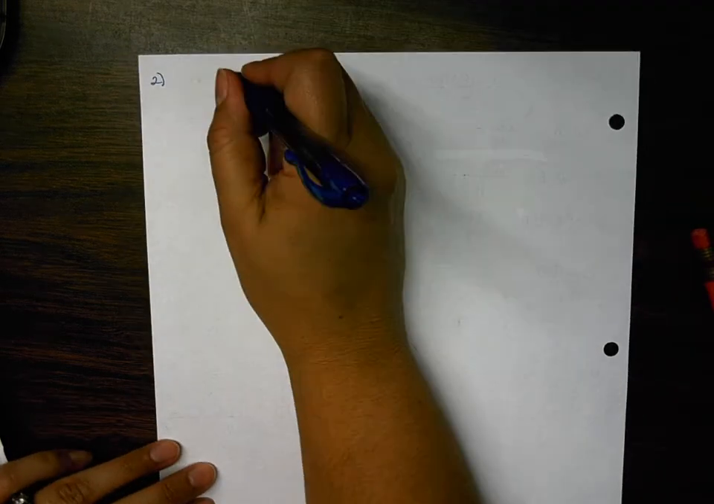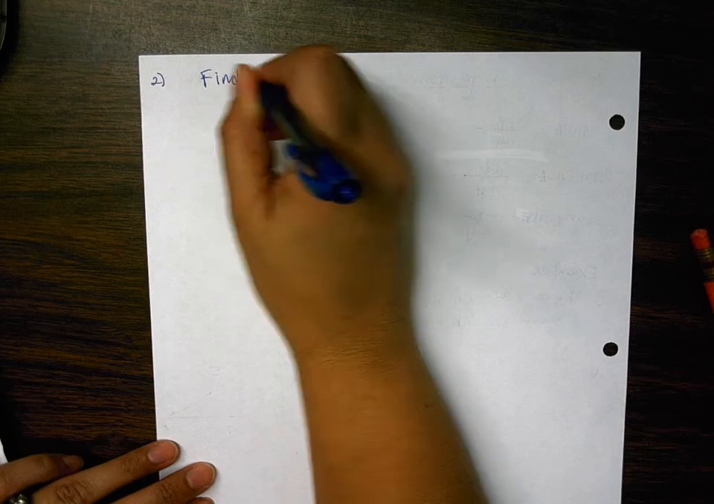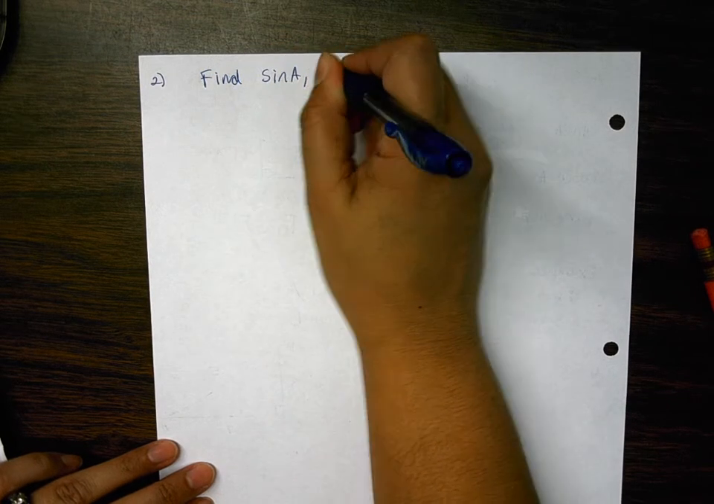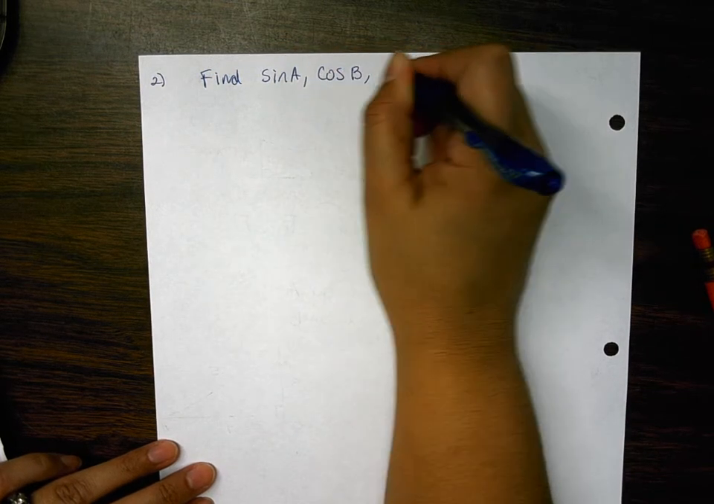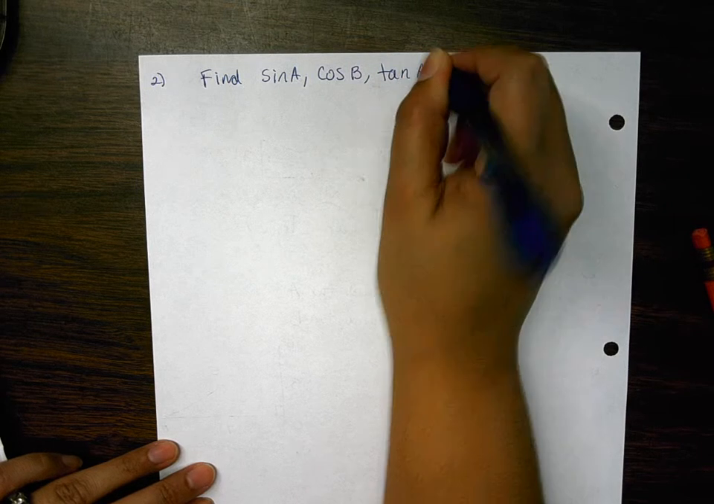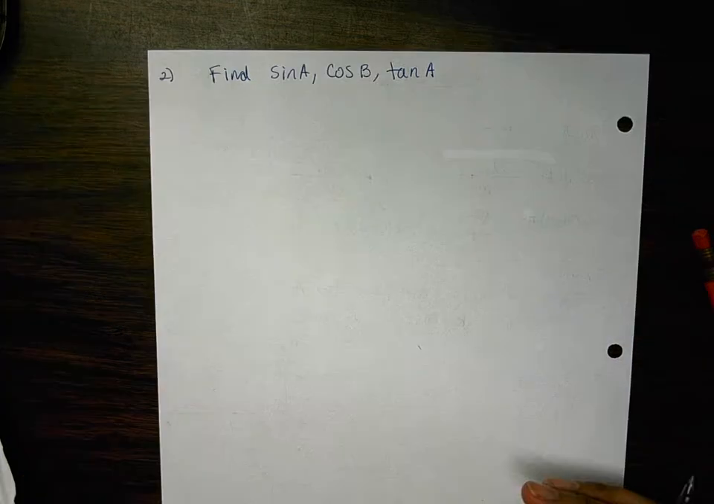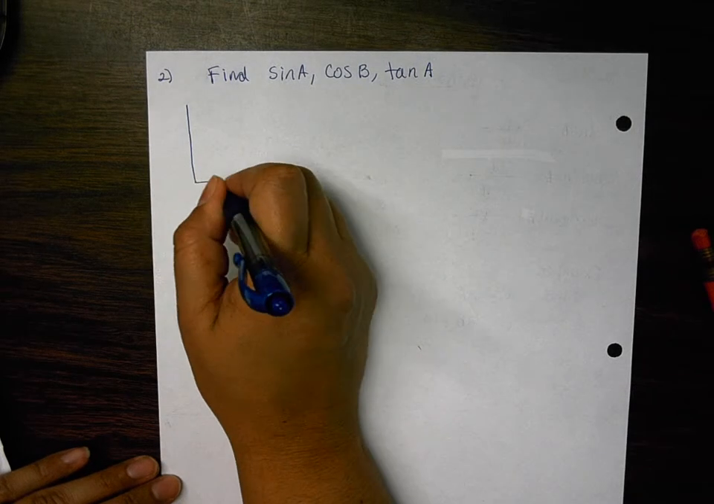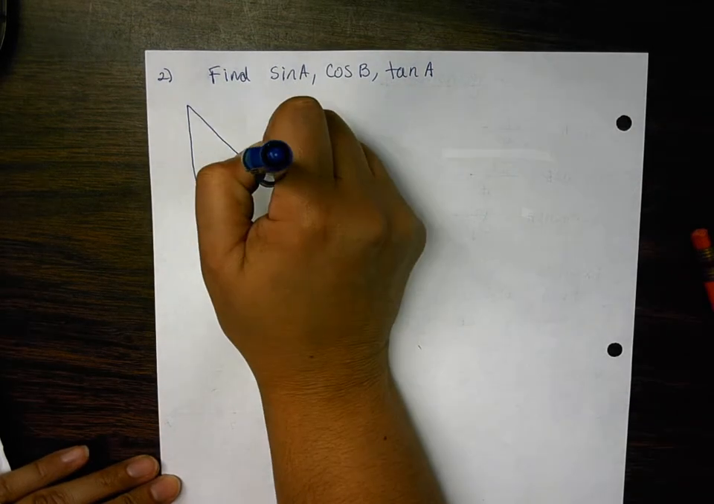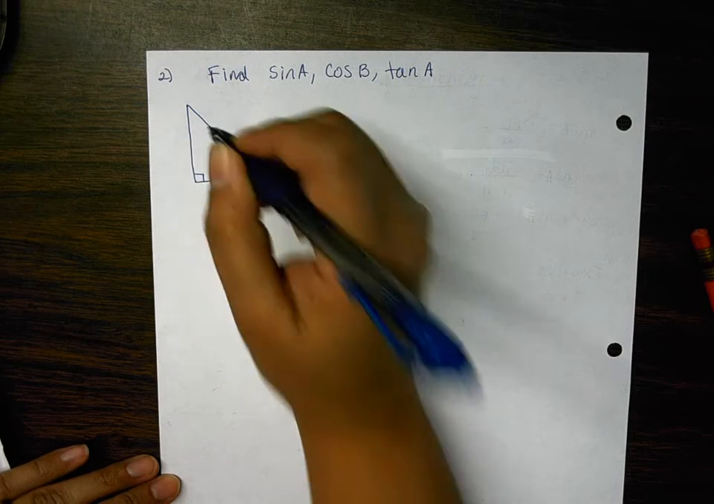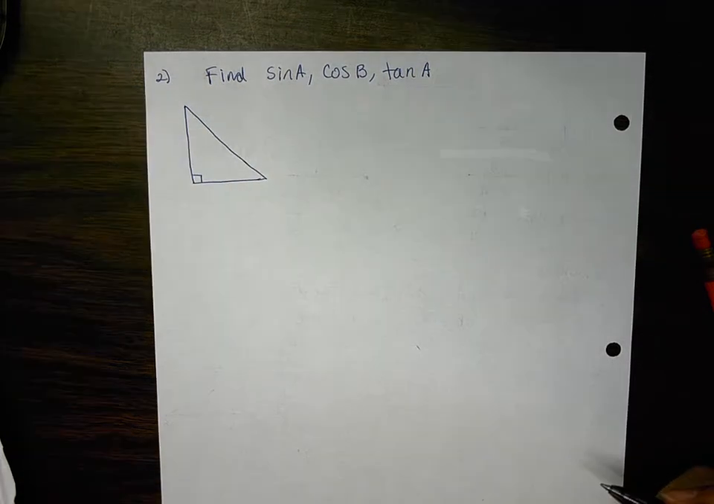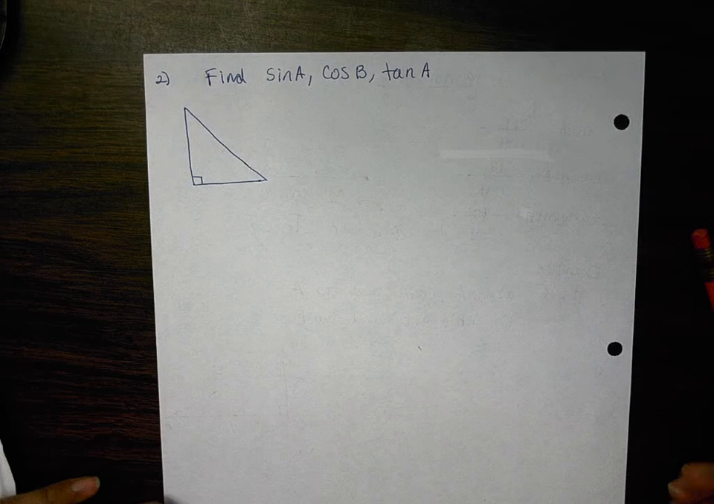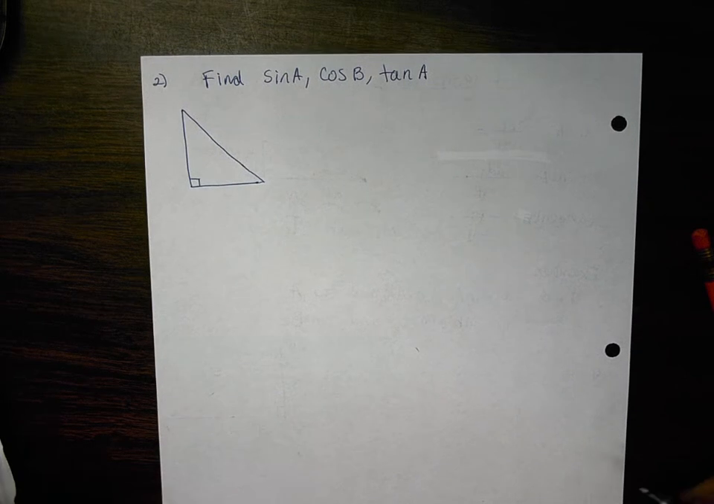Okay. Number 2. Find sine of A, cosine of B, and tangent of A. So I'm asking for different things, different parts. All right, let's get our picture down first. Again, sine, cosine, tangent. When you're doing SOHCAHTOA, SOHCAHTOA can only be used on right triangles. Opposite over adjacent, opposite over hypotenuse, that kind of stuff can only be used on right triangles.